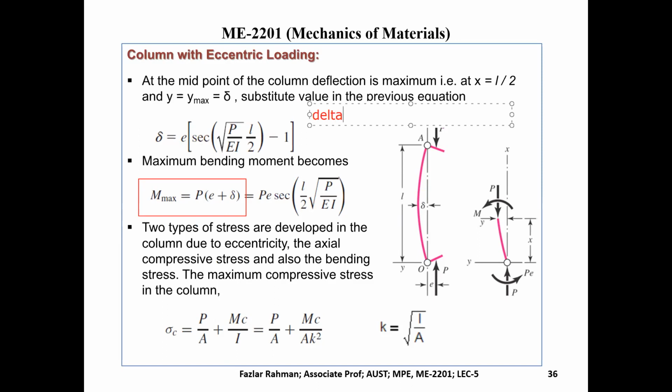Delta plus e equals how much, you see. You can figure it out if you multiply both sides by e. Then you are getting e into this value, you are getting this value minus e. This minus e, you bring to the left side. So you get e plus delta equal to this value. Then you multiply by P. So this is the maximum moment working at the middle of the column.